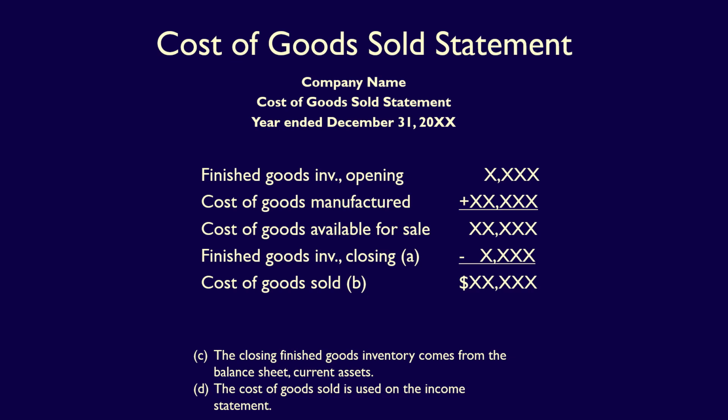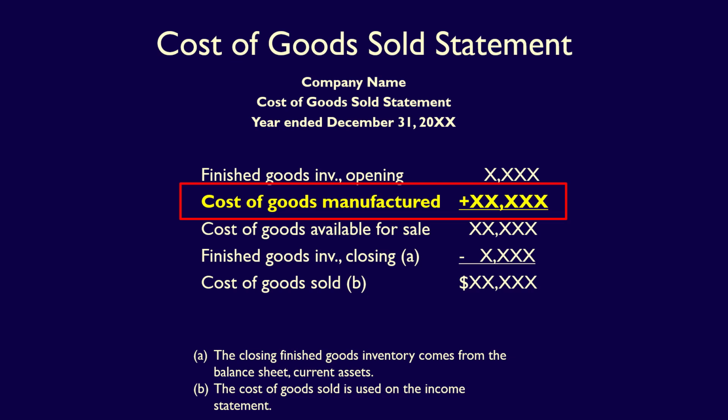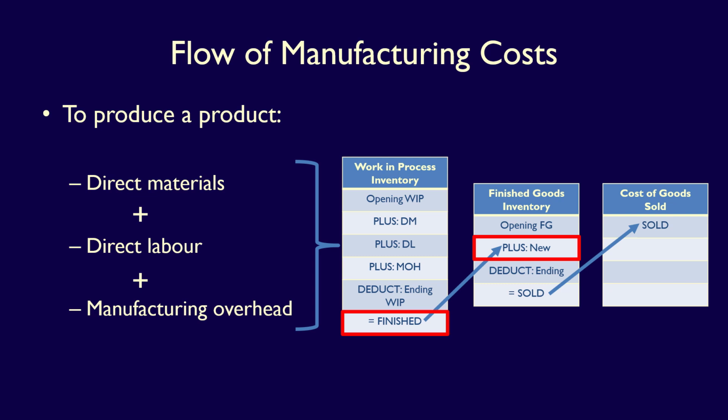We get this amount from the balance sheet, current assets. The sum is equal to the cost of goods sold, which is placed on the income statement as an expense. This is the cost of all goods which have been sold to customers during the period. So, to calculate the cost of goods sold, we need to have the cost of goods manufactured, and the cost of goods manufactured uses your understanding of the costs that are included in product costs, direct materials, direct labor, and manufacturing overhead. The easiest way to demonstrate the calculation of the cost of goods manufactured is to use an example.